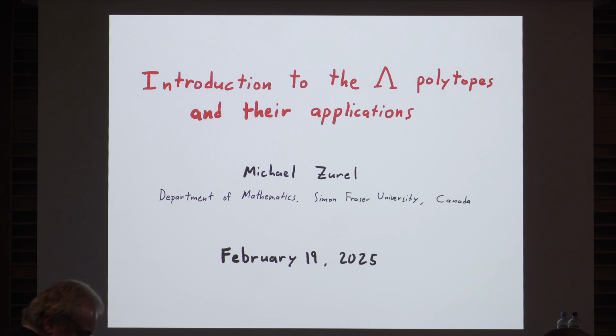So Robert asked me to come here and give an introduction to these things that we call the Lambda polytopes. And David asked me on Monday why we call them Lambda polytopes. I don't really have a good answer for that.